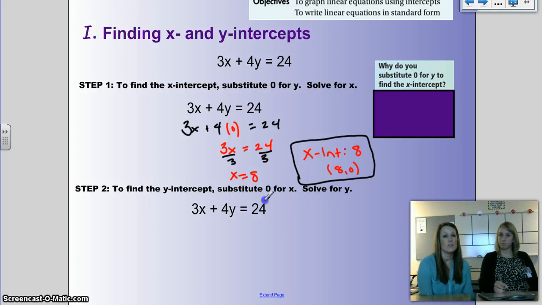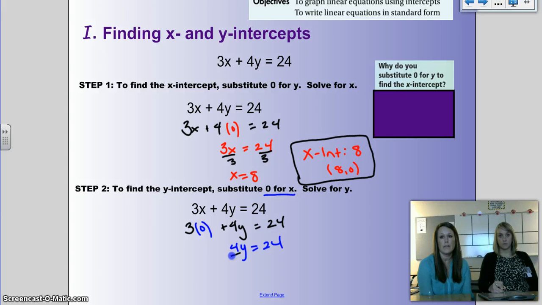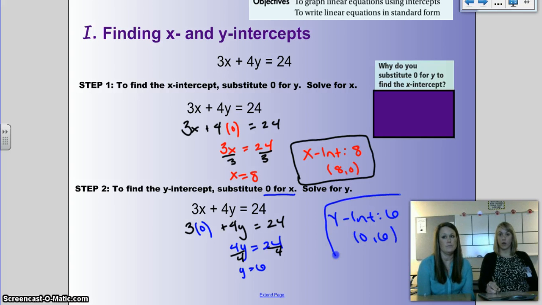Then you're going to do the same thing for the y-intercept, except this time you're plugging in a 0 in place of x. What I like to think about is, if I'm solving for the y-intercept, then y should be the only variable left over in my equation. So 4y equals 24. Divide that by 4, and you end up with y equals 6. And that's not my answer. My y-intercept is 0, 6, because that's the ordered pair where it would cross over.